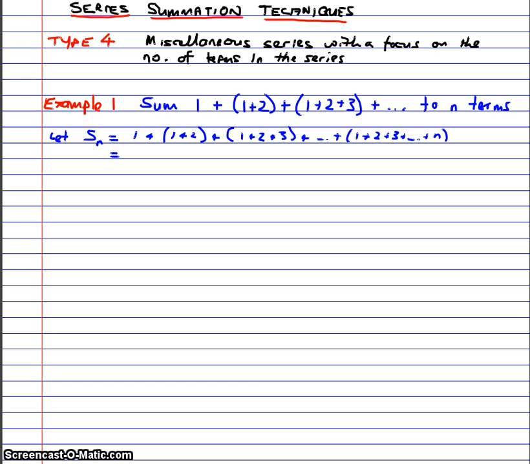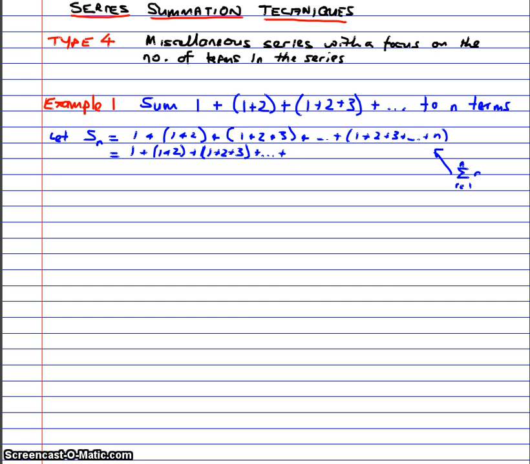Okay, which, if we can recognize, hopefully, is actually a series in itself. It's actually the sum to n terms from r equals 1 of r. Okay, so 1 plus 1 plus 2 plus 1 plus 2 plus 3 and so on. We continue.